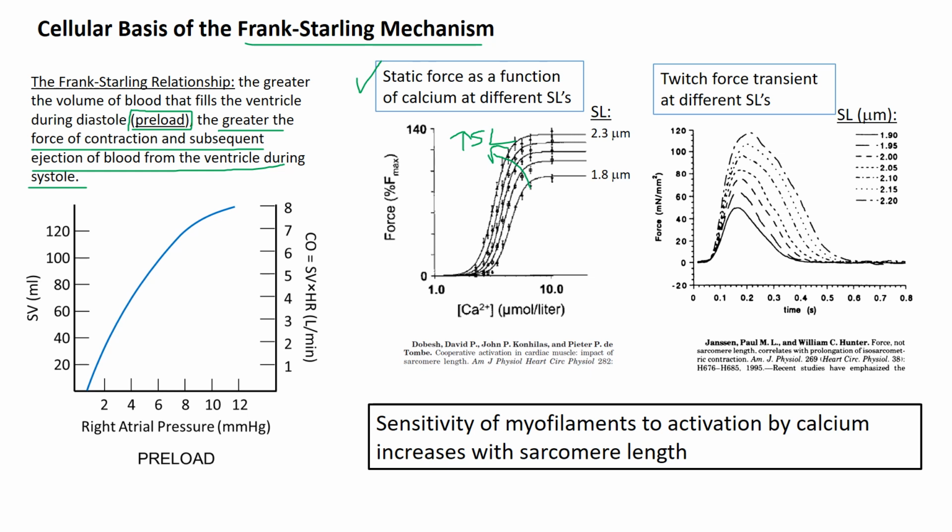So this experiment on the left is done at sort of steady, constant cellular calcium. On the right, we're looking at the twitch that comes from a single action potential, again at different sarcomere lengths. So increasing sarcomere lengths leads to much more force. The story here is that the sensitivity of the myofilaments to activation by calcium increases with sarcomere length. That's the Frank-Starling mechanism at the cellular level.